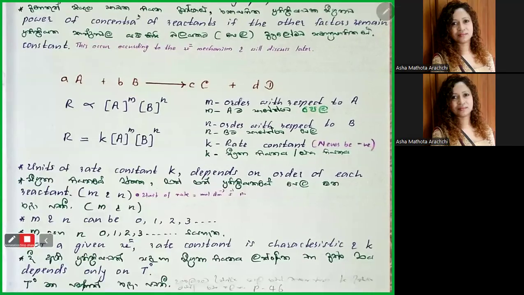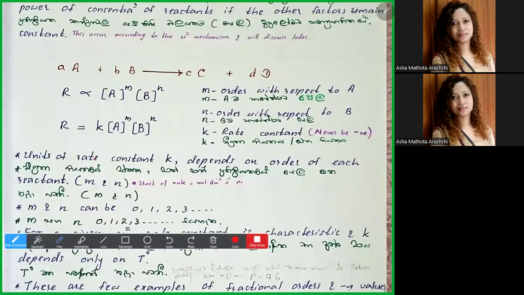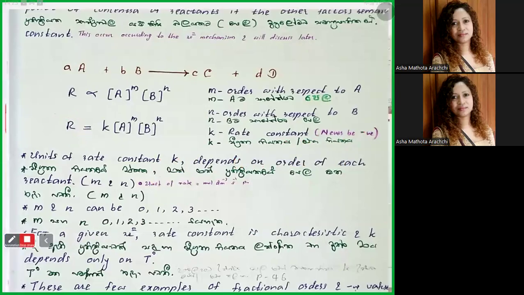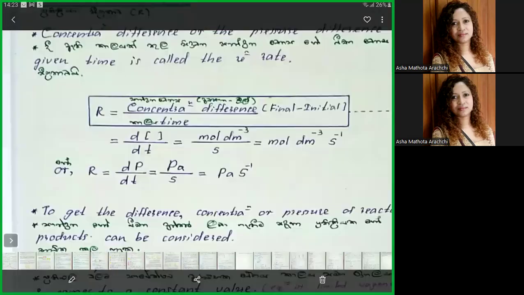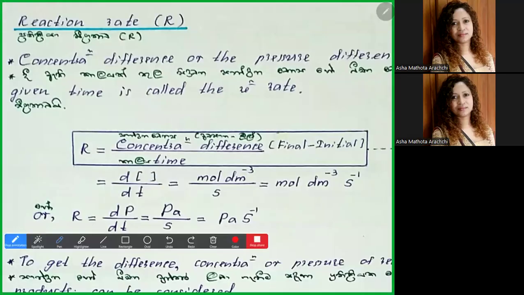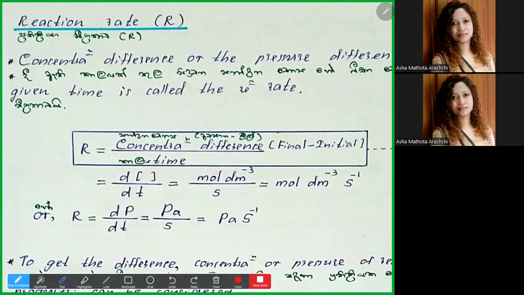Okay, let's say we are going with the concentration. So what is the unit of rate? Delta concentration divided by delta t, that is moles per cubic decimeter. Let's say time is per second. We did that earlier, remember? Okay, these are the units of rate. Rate equals concentration difference divided by the time, moles per cubic decimeter per second.